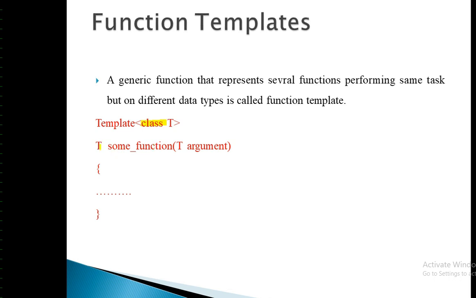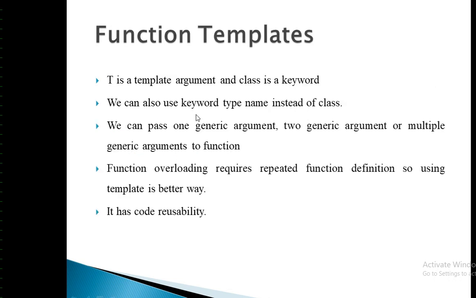Normal definition of a function is a return type, then function name, then arguments. So here the definition is T some function, T argument. In a function template, T is a template argument and class is a keyword. We can also use the keyword typename instead of class. We can pass one generic argument, two generic arguments or multiple generic arguments to the function. Function overloading requires repeated function definitions, so using a template is a better way.